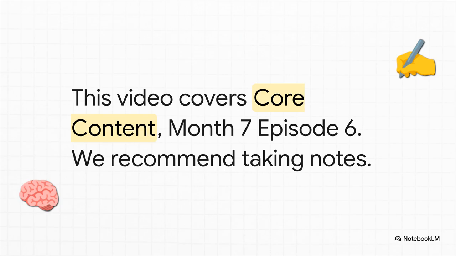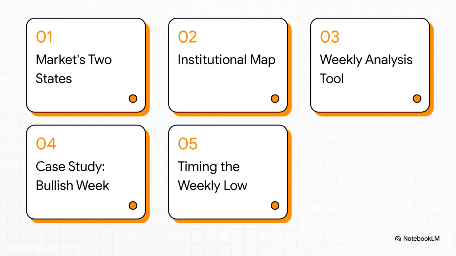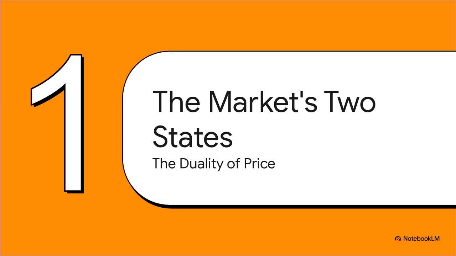to a discount. So here's our game plan. First, we'll break down this fundamental duality of the market. Then, we're going to learn how to read the institutional map using something called PD arrays. After that, we'll zero in on the single best time frame for this kind of analysis, walk through a real-world case study to see it all click, and finally, we'll cover how to time the weekly low for those high-probability entries.